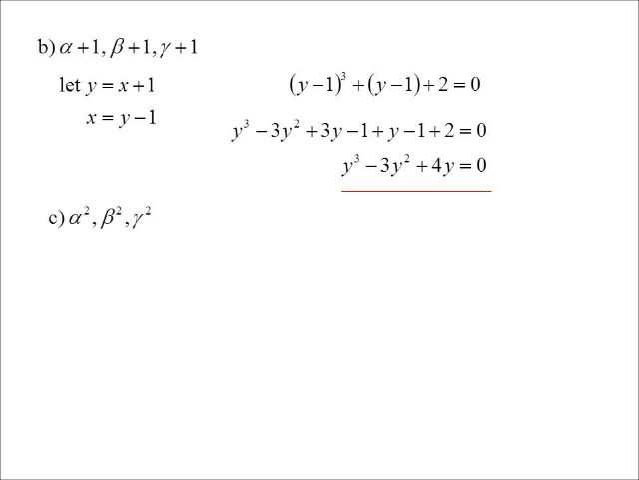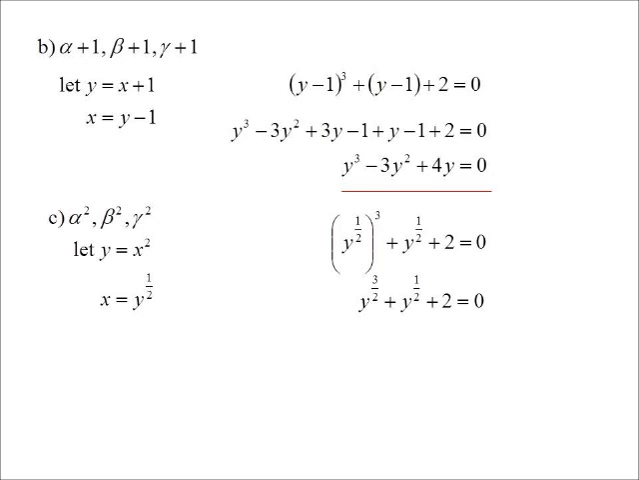Okay, let's try the squared one. This one's a little bit more interesting. So we're going to let x equal y to the power of a half. Now, of course, we can't have fractional powers in a polynomial. So what we do is we split the polynomial into two parts. So everything that has a fractional power, I'll put on one side of the equation. Everything that doesn't, I'll put on the other.